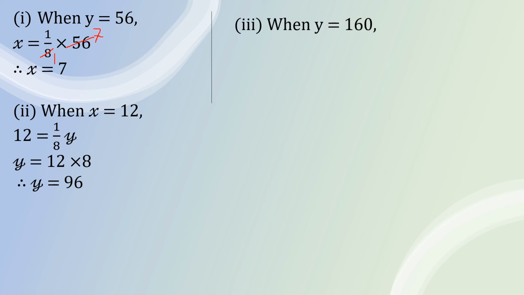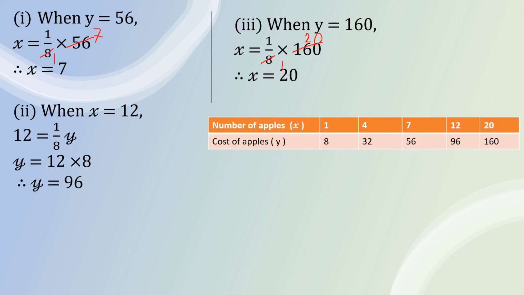Now the third one, when y is equal to 160. So we have to find x. So you'll just write down x equals 1 upon 8 into 160. That is in the equation of variation. So 8 ones are 8, it will cancel. 8 twos are 16. So you'll write down 2 over here and 0 as it is. So what you get? 20. So you get the value of x is equal to 20. So when the number of apples is 20, then the cost goes to 160. Clear?